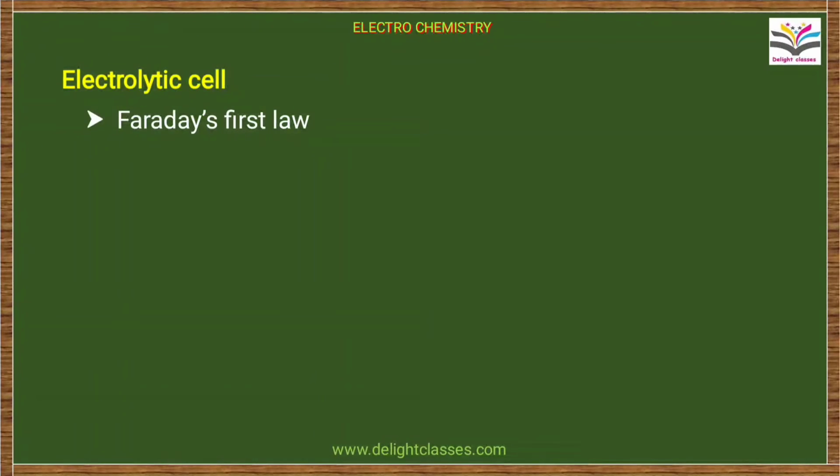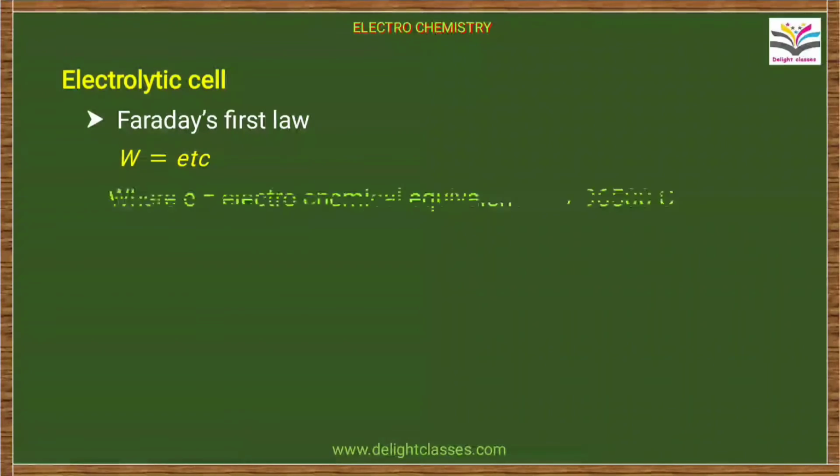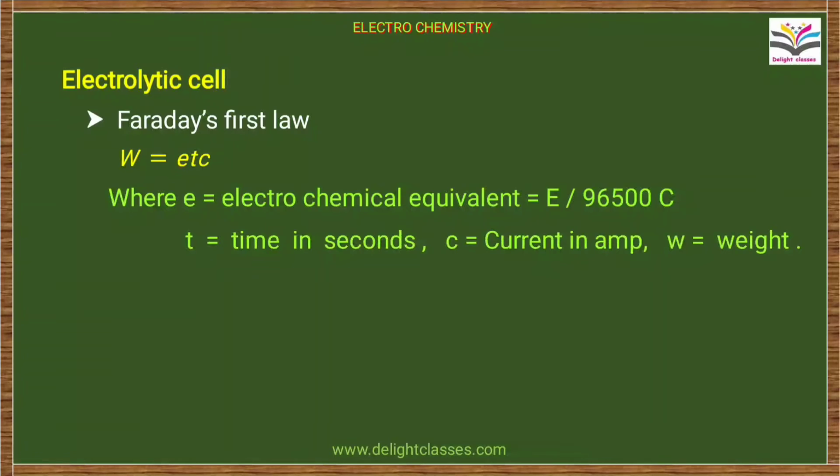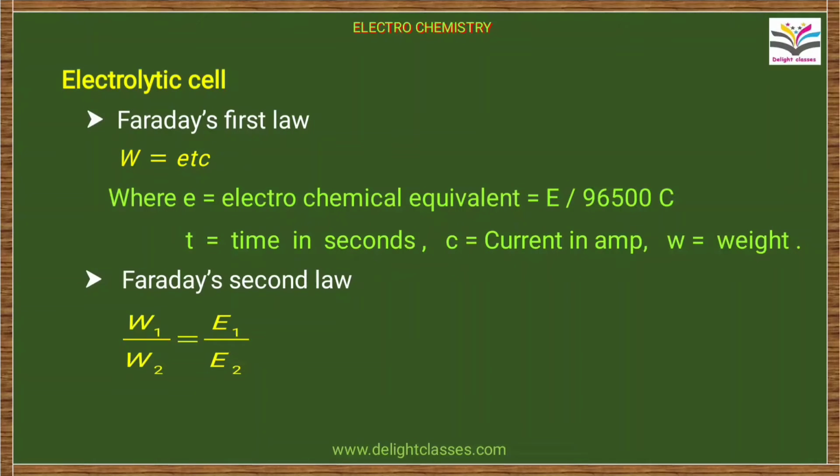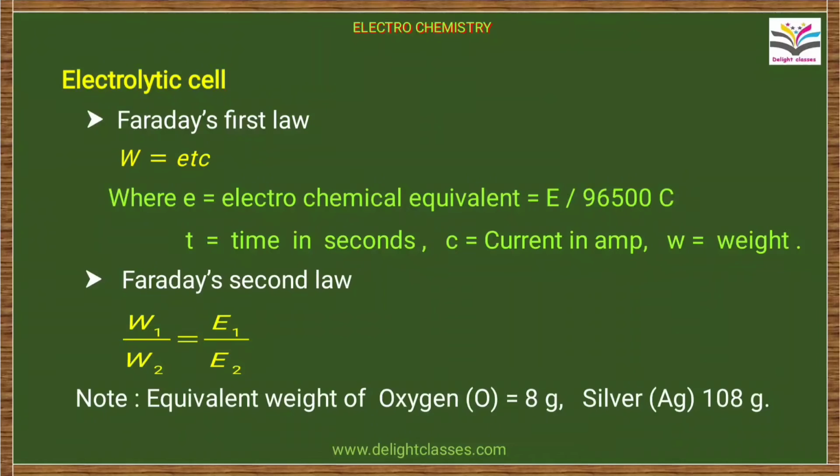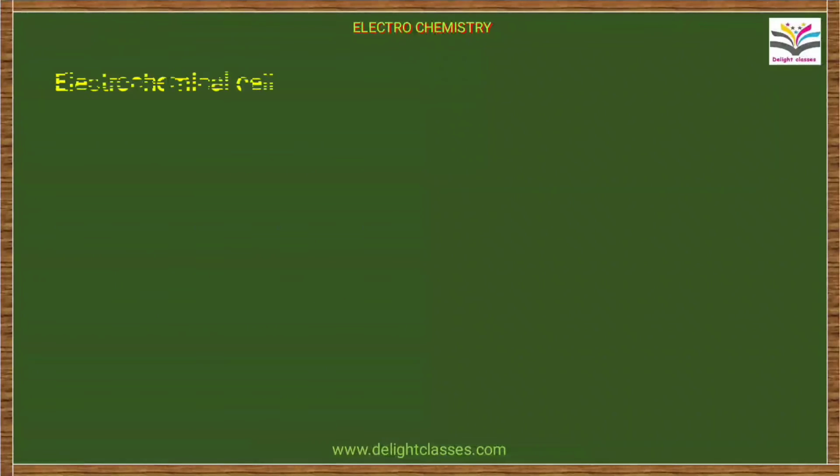Electrolytic cell, Faraday's first law. W is equal to E t C, where E is the electrochemical equivalent, E by 96,500 coulombs, t is time in seconds, C is current in amperes, and W is weight. Faraday's second law: W1 by W2 is equal to E1 by E2. Note, equivalent weight of oxygen is 8 grams, silver 108 grams.